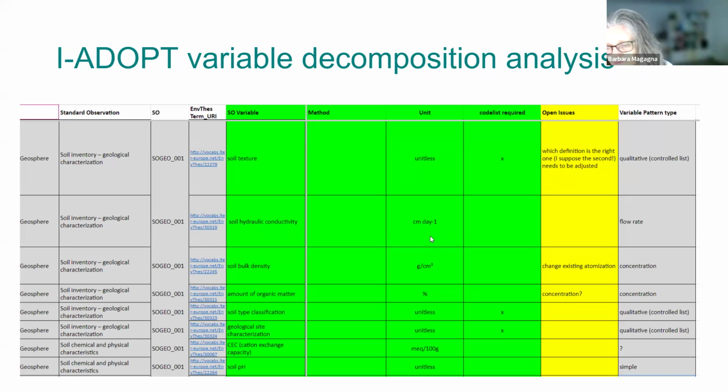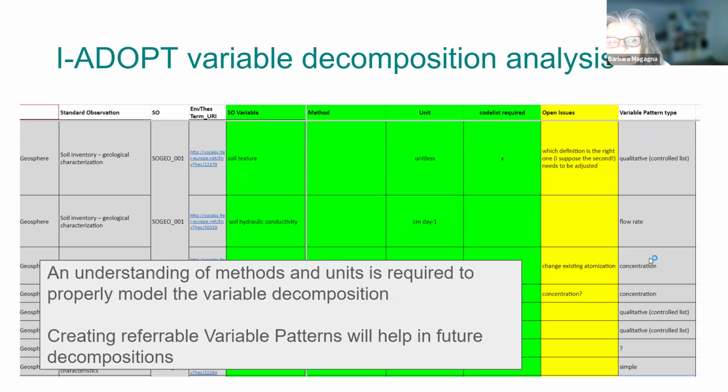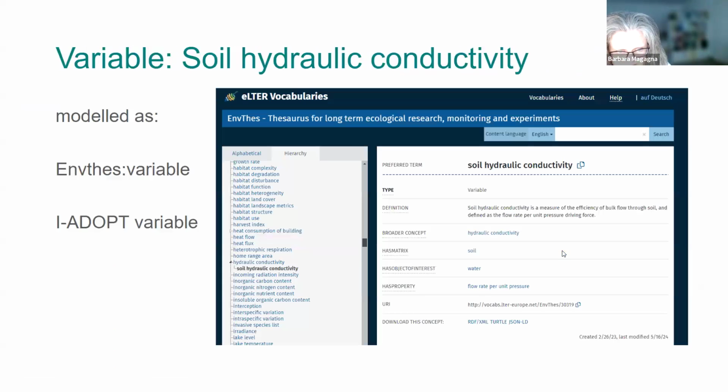So I do this in an extra sheet, and I involve all the experts of the ELTER research infrastructure from the different domains to model it together with me. At the end, I can also have some results on the variable pattern that I am going to apply, because from this I can really learn how to do future decompositions. And I think these need to be referable themselves.